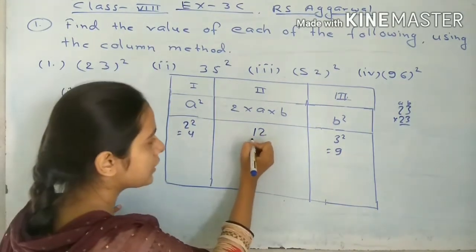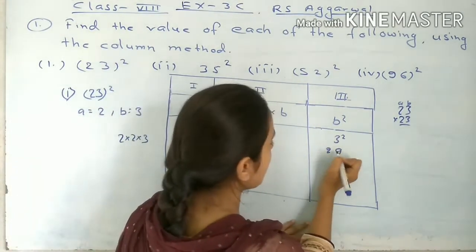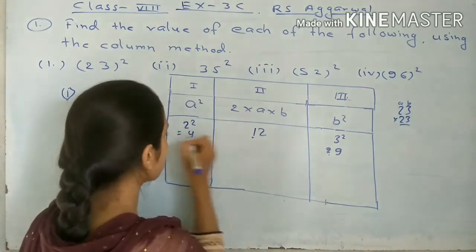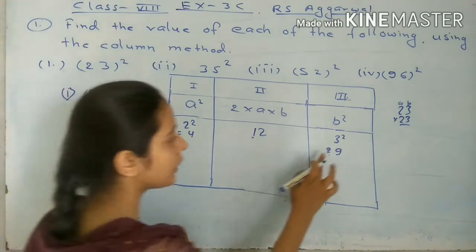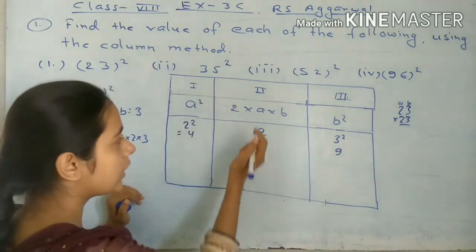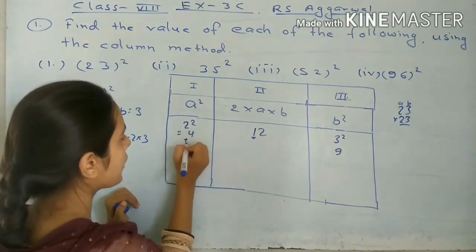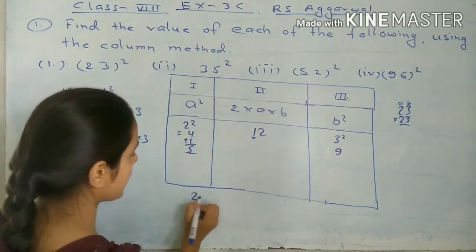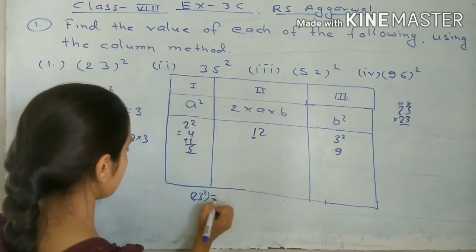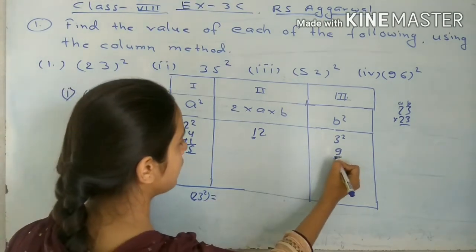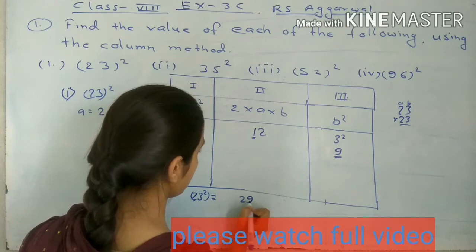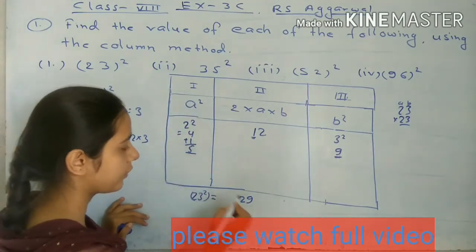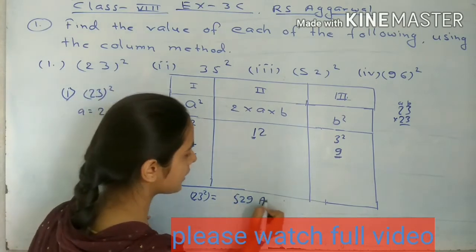And this ones digit, if there are two numbers, then the ones digit comes here. Here there is no other number, so this one digit comes here: 4 plus 1 will be 5. So the value of 23 square will be 5, 2, 9. This 1 we will not write because it is added here, and the 5. So 529 is the right answer.